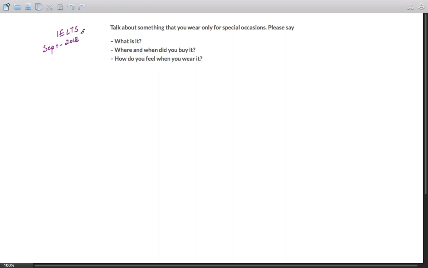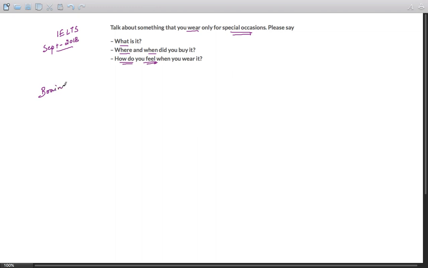Okay, so this is an IELTS September 2018 question. Talk about something that you wear only for special occasions. Please say what is it, where and when did you buy it, and how do you feel when you wear it? So before we come to the question, this is about the brainstorming part.